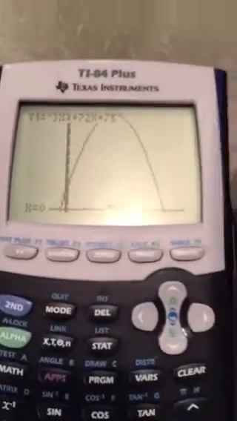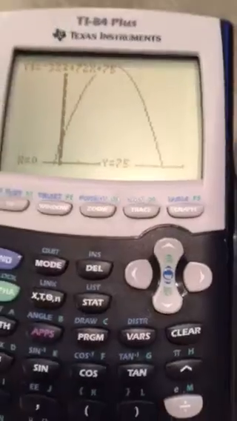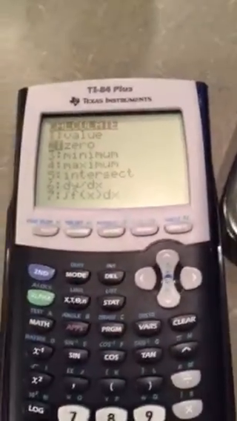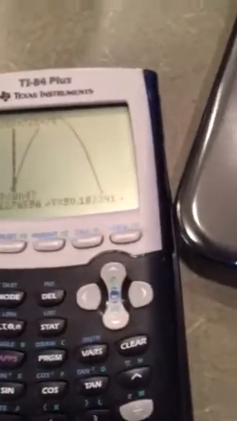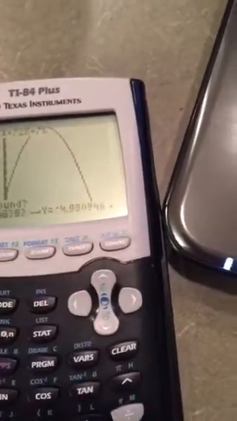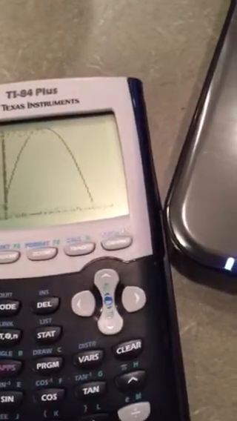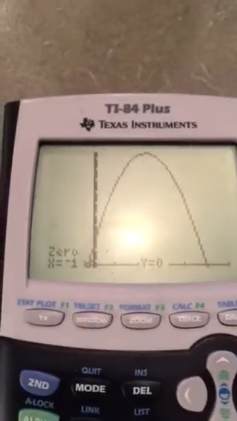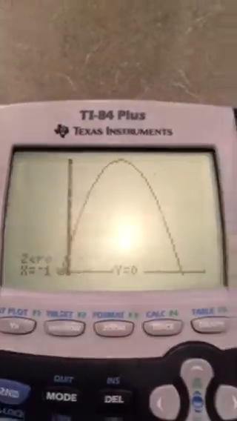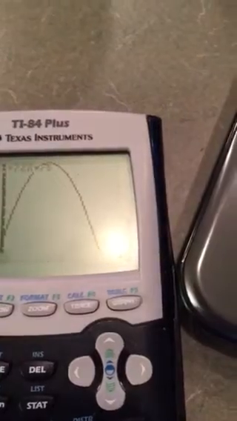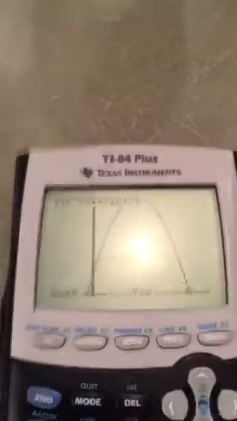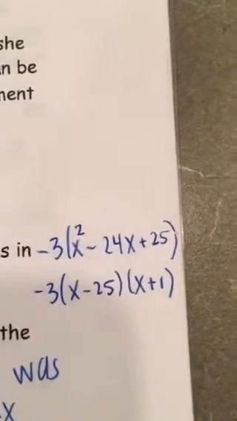Or if we go back to the graph, we could find the x-intercepts by hitting second trace. Another name for x-intercepts is zeros. Then we go to the left side, the right side, and you can see that negative 1 is one of the zeros, and for the sake of time I'm just going to type in 25, and you can see that's the other one. I know that from what I factored.